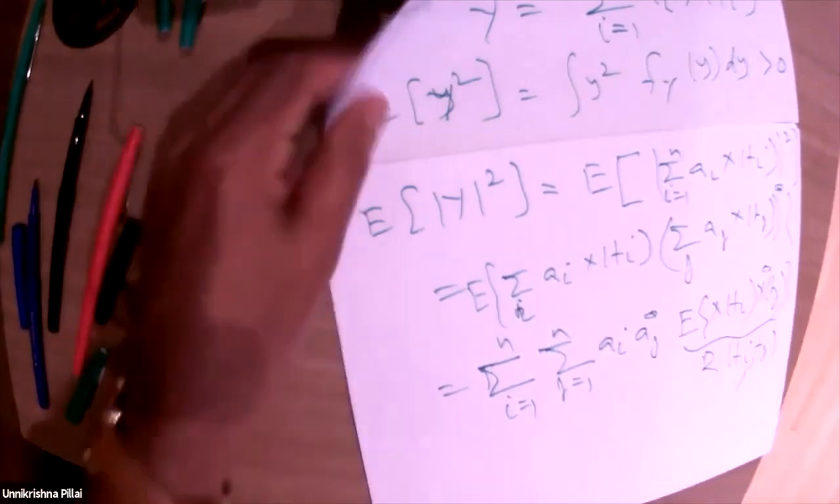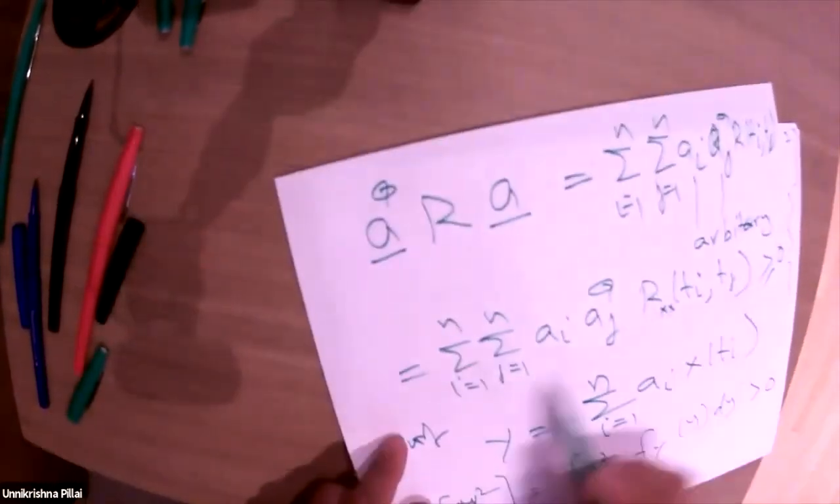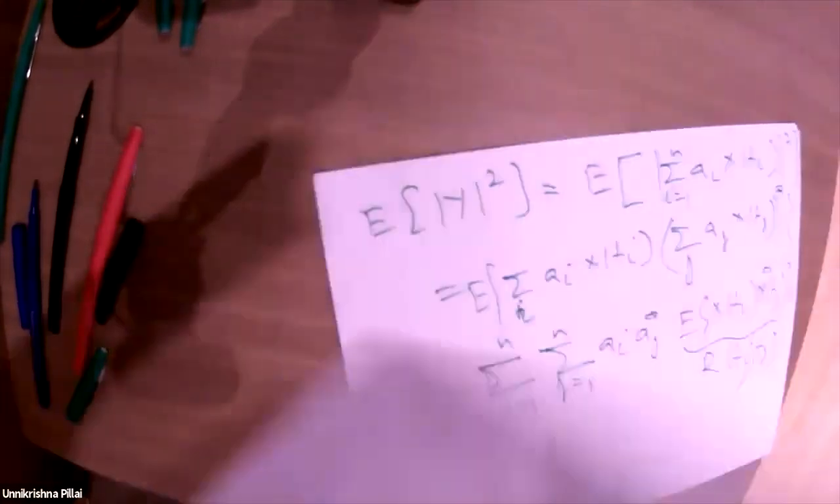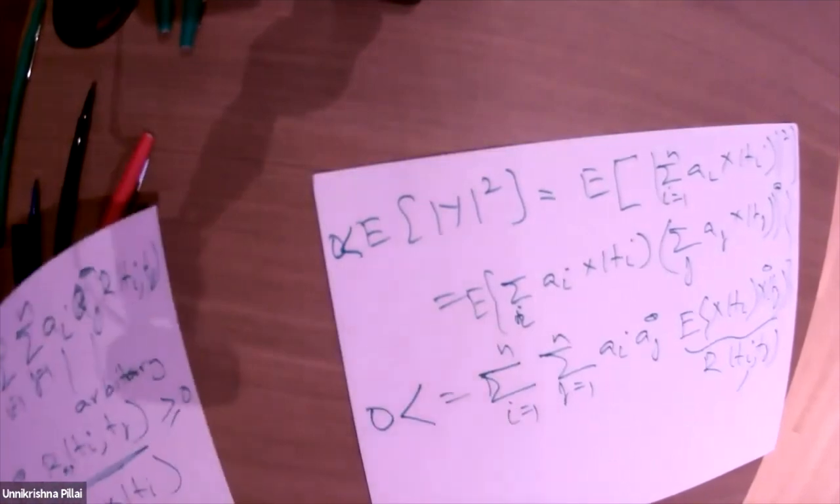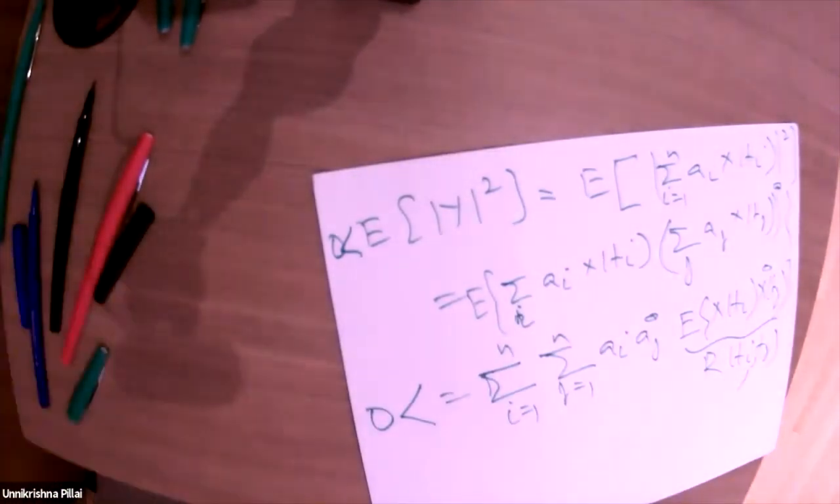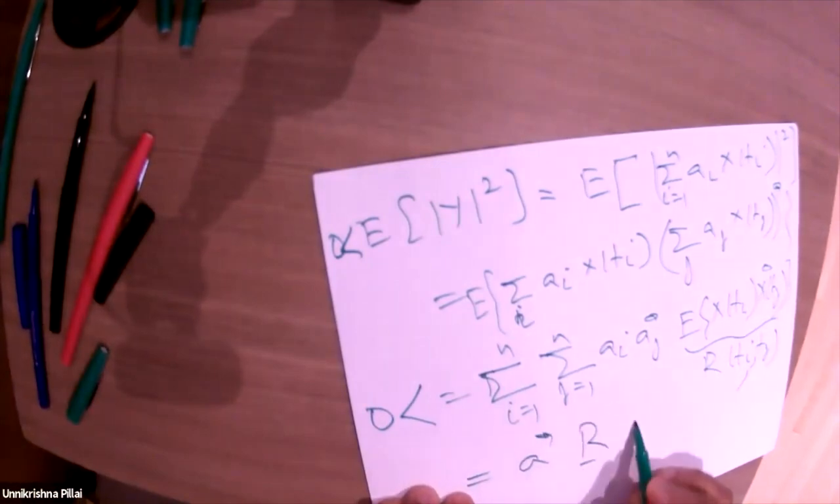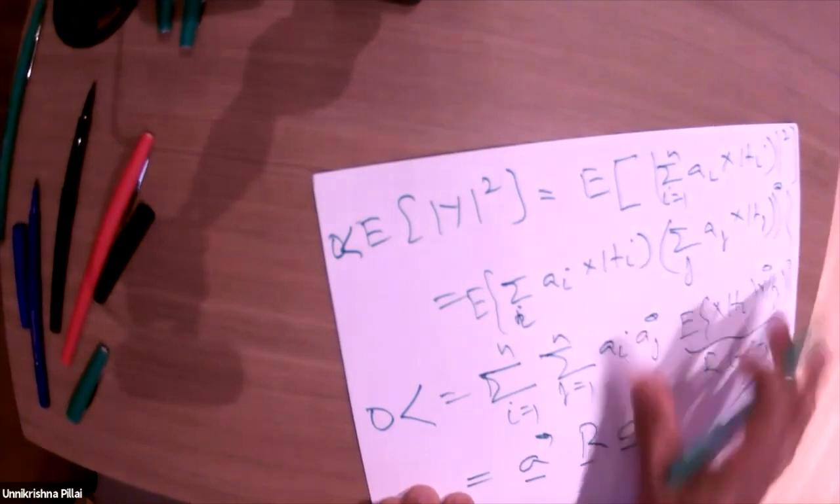So what looked impossible, we just proved it. We proved that this quantity is this. This is positive, so this quantity must be positive. So that's a property of the autocorrelation function. If you want this whole thing, you can write it like this. So you need to go home and expand and show that this is exactly the same as this.